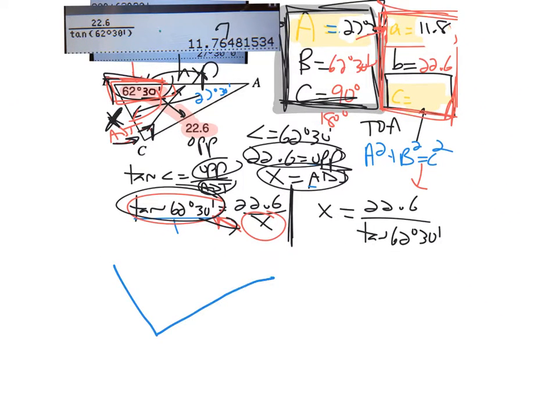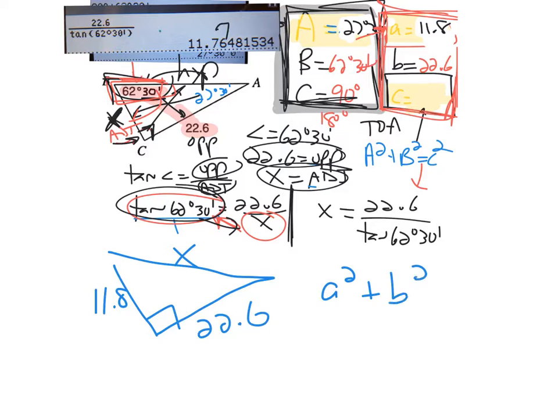So here's what I have. I have my diagram. This is 22.6. I just solved for x. That was 11.8. I'm trying to find my missing side. Here I'm using the Pythagorean theorem, and the most important letter in the Pythagorean theorem is letter C, the hypotenuse.